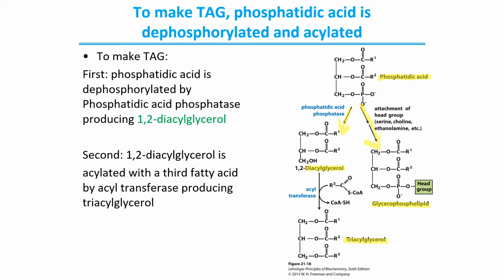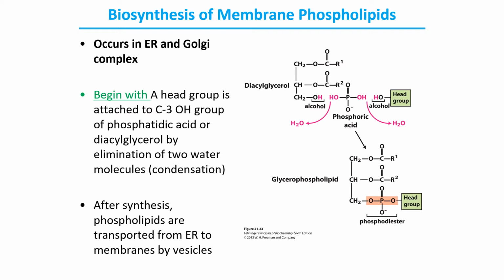Both of these can be produced with the help of this phosphatidic acid. So this one is about the biosynthesis of the membrane phospholipids, and the main thing to remember is where it happens. It happens in the endoplasmic reticulum and the Golgi complex.